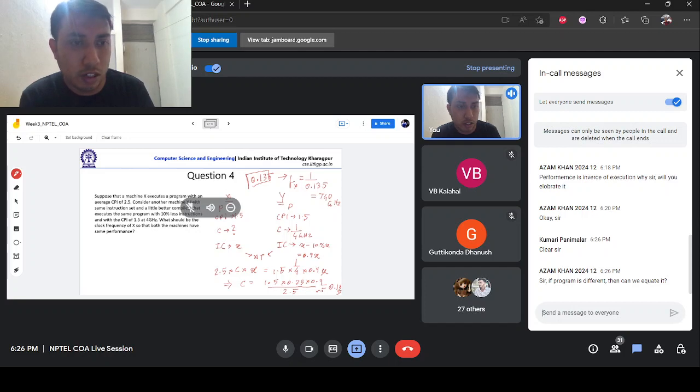So if the program is the same, can we equate it? Yeah, we can equate it. Suppose the question says there are two different programs but the execution time is 10, then why not equate it? It's just basic maths. Here the condition given is that the program is same.